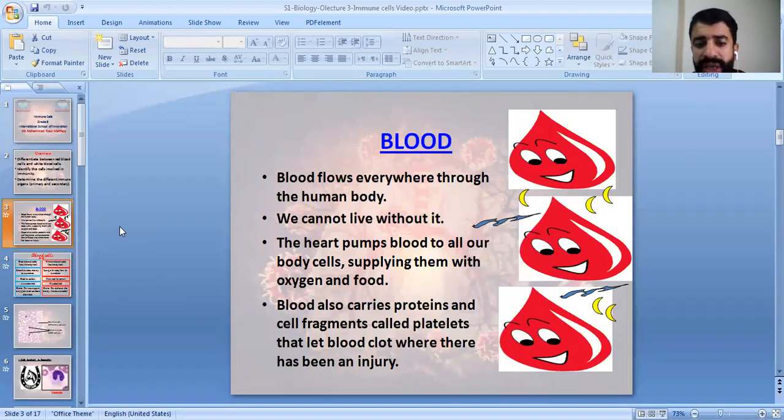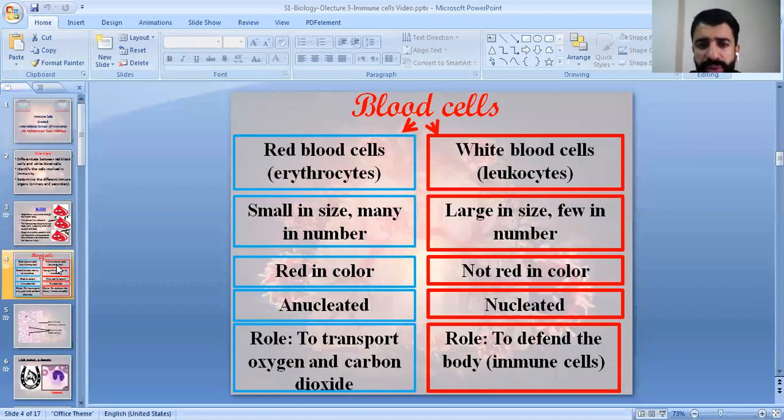So pay attention to this. Platelets have an important role in clotting the blood wherever we have an injury. This is a comparison between the red blood cells and the white blood cells. The red blood cells are small in size and many in number, while the white blood cells are called the leukocytes. They are large in size and few in number.